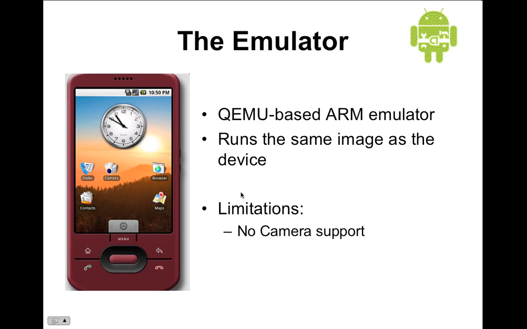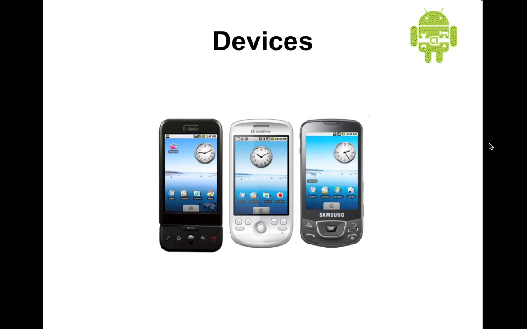The ARM emulator runs the same image as the device. No camera support. Actually, believe it or not, I think I heard a couple of rumors that they're adding camera support. In fact, you can open up a web browser in this thing too. For those of you who have never seen it, at the end when I get done with this PowerPoint part, I'll bring up the emulator and you can see it, so you know what your tools are at least.